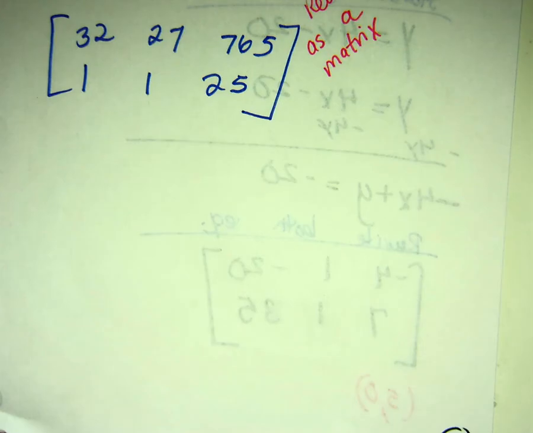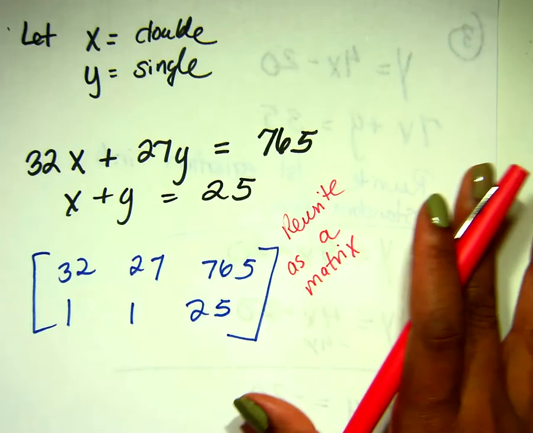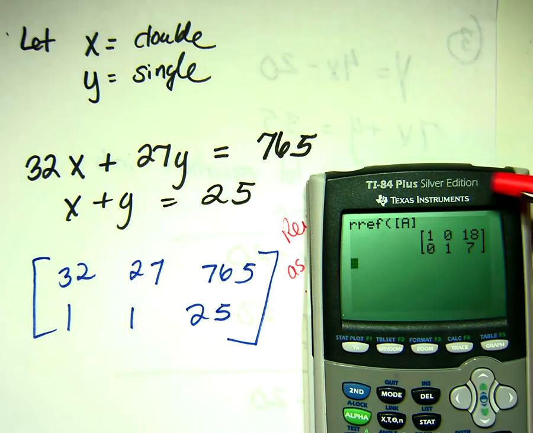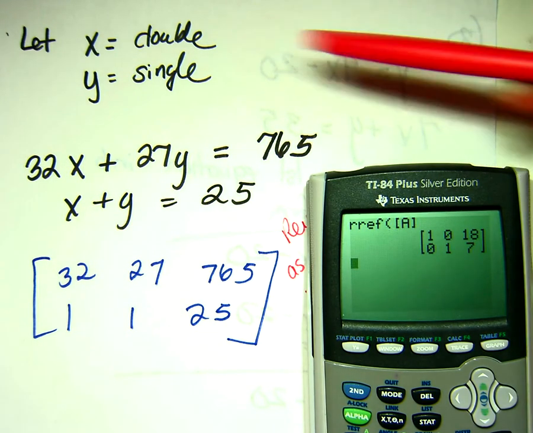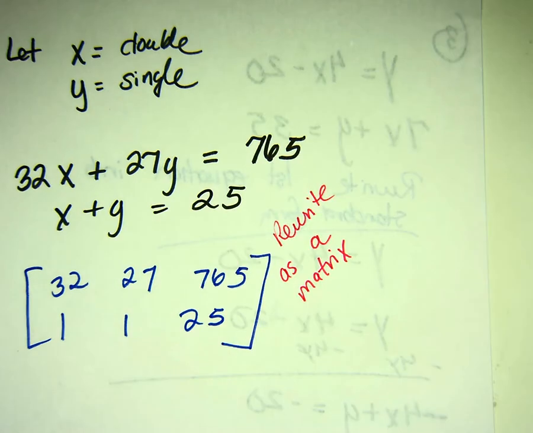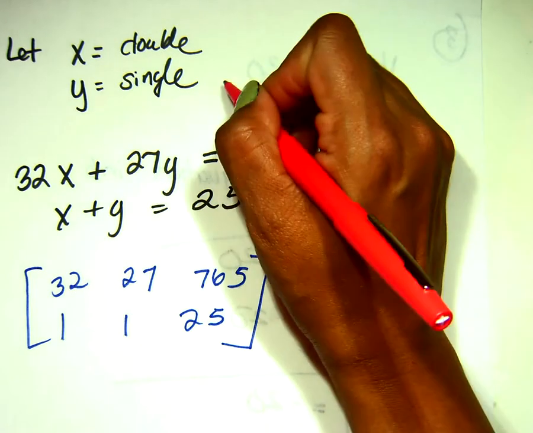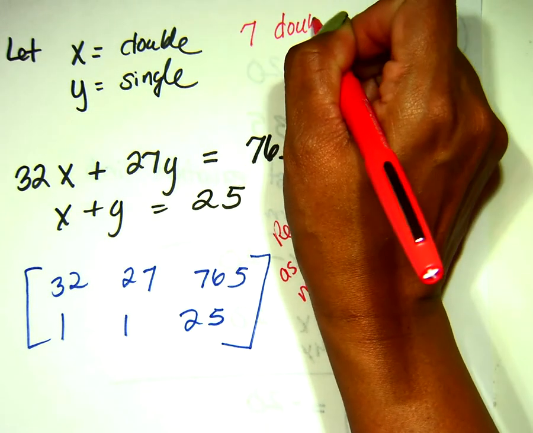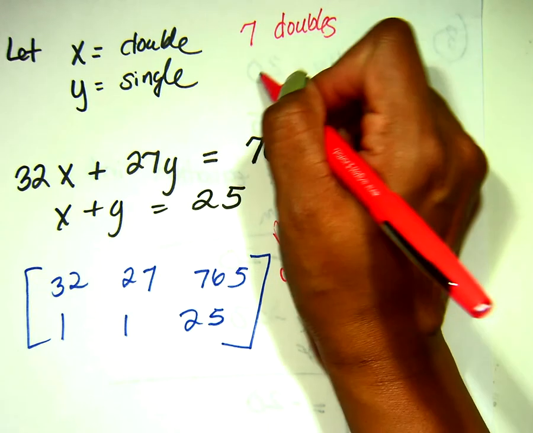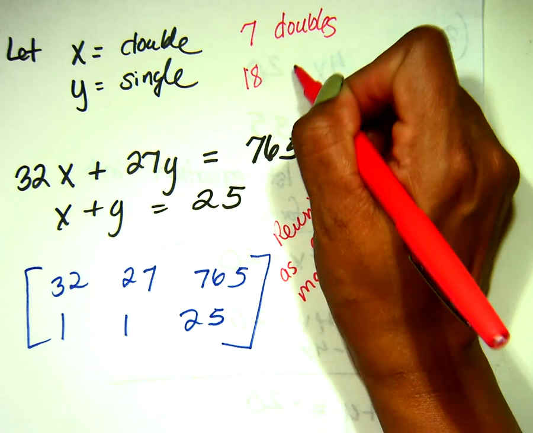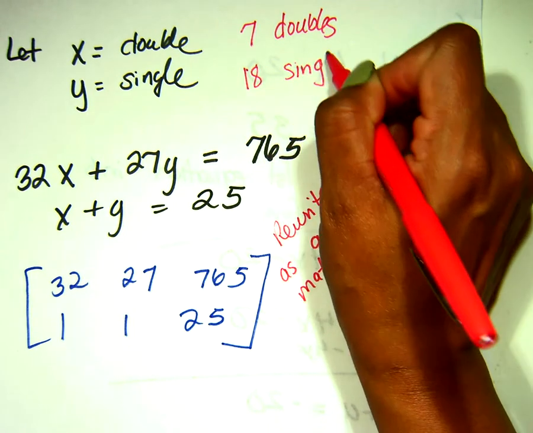So here's where the reading comes in handy. We have to know what the single and the double were. So we had X as your double and we had Y as the single. So make sure you read that carefully. That means that we had 7 double rooms, and we had 18 singles.